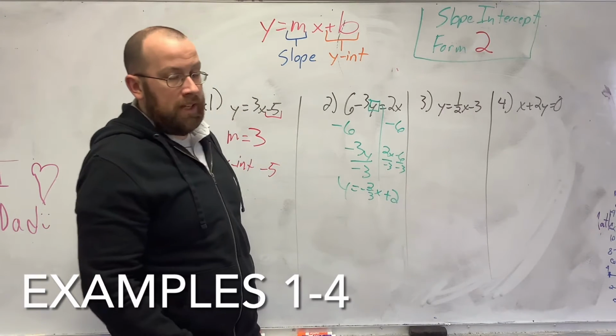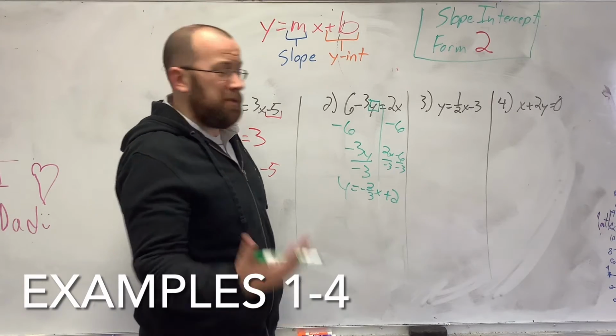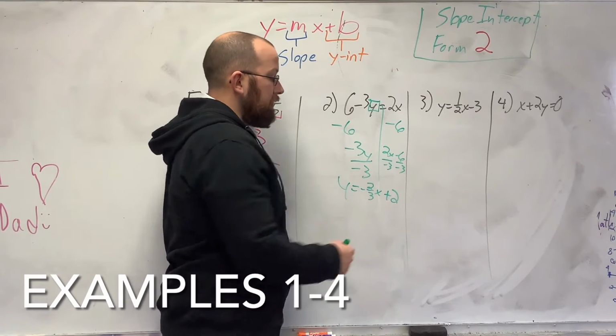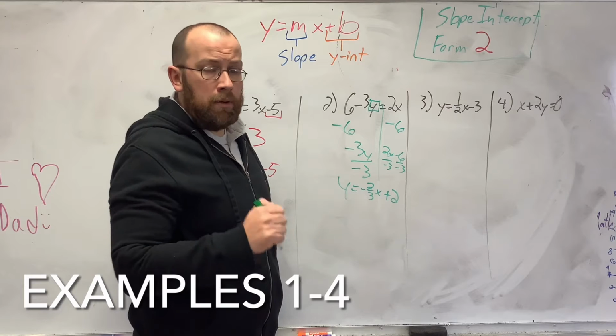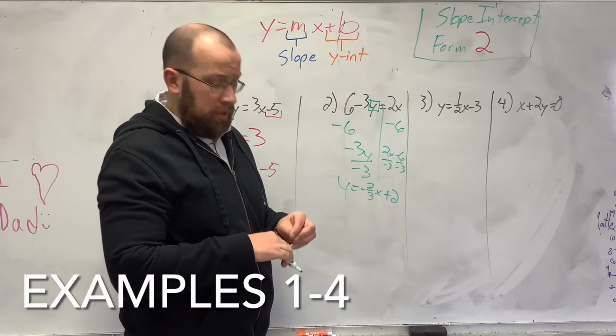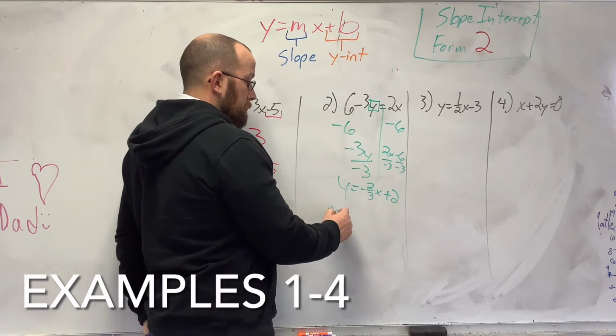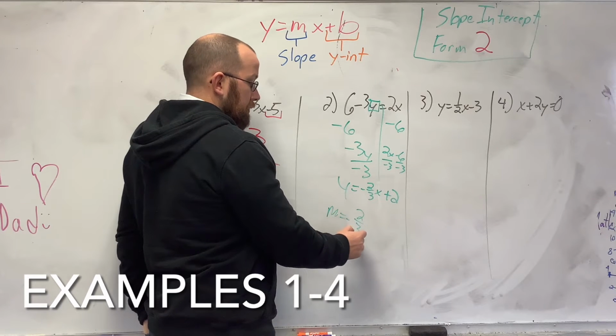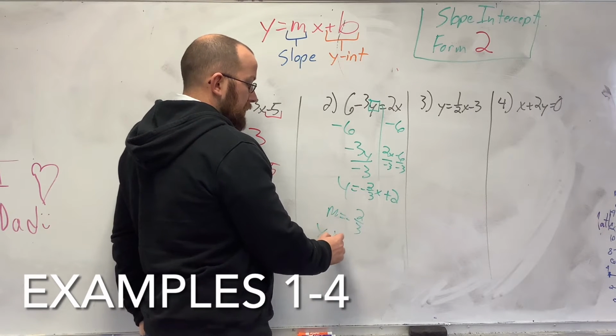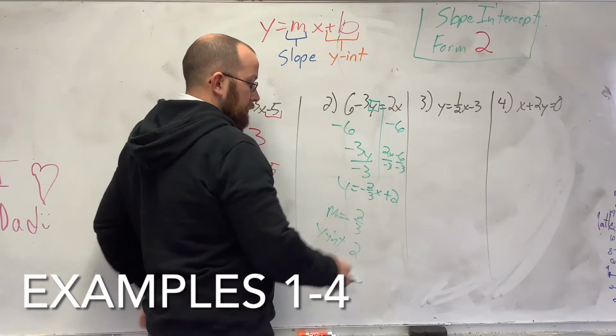If you don't know what -6 divided by -3 is, use a calculator. This we're going to leave as a fraction. Always, always, always leave your slope in a fraction. Do not make a decimal. So my slope here is -2/3. My y-intercept is 2. There you go.